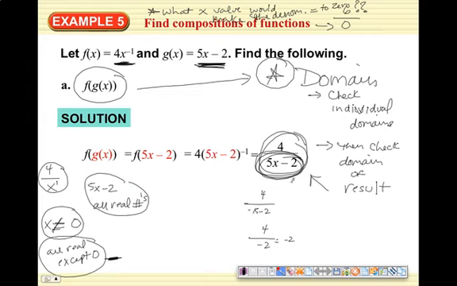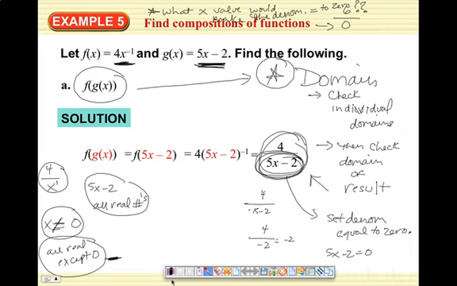Well, all you have to do is set the denominator equal to 0. Write that down. Set the denominator equal to 0. So in this case, 5x minus 2 equals 0. Solve for x. So 5x equals, move the 2 over, 5x equals 2. Lastly, divide by 5. X equals 2/5. What if x was 2/5? What if I put 2/5 right here? 5 times 2/5 is 2. 2 minus 2, 0.